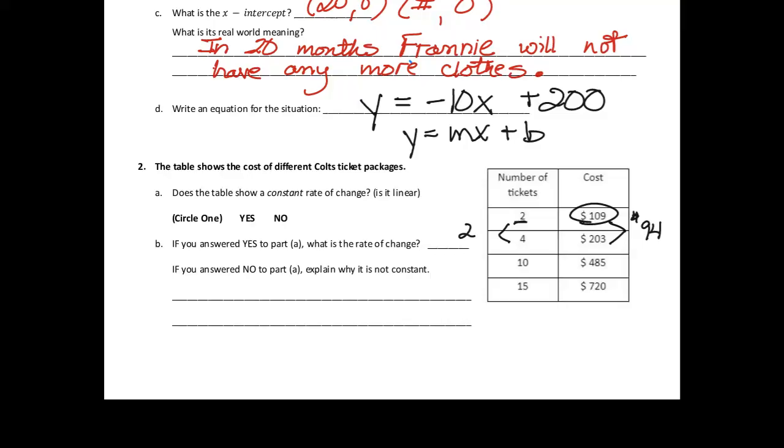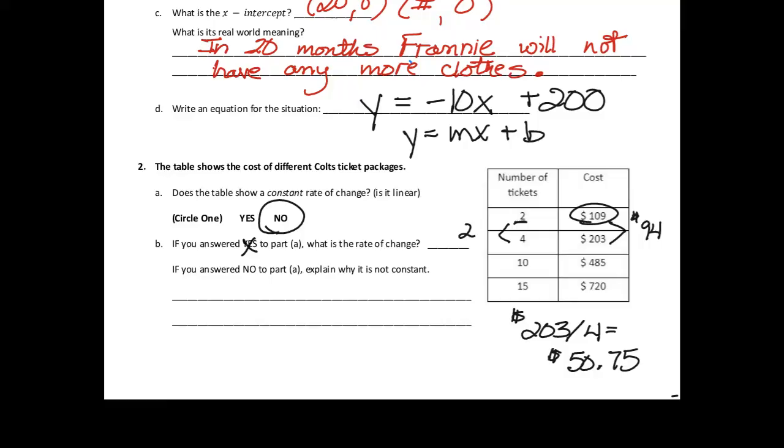What if I take 203 even and divide that by 4? $203, because at that cost we got 4 tickets. What's that cost? 50.75. Well, that's not the same as 94, so I'm pretty sure this is going to be a no. If you answered yes to part A, what is the rate of change? Well, we didn't answer yes, we said no. If you answered no, explain why it's not constant.